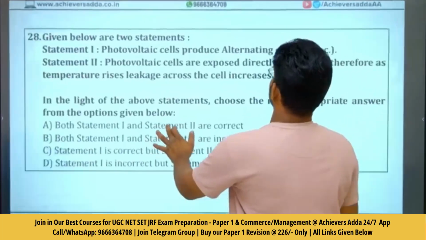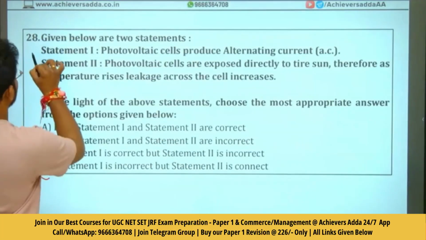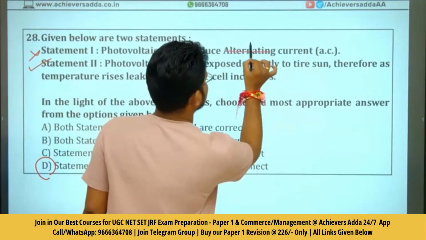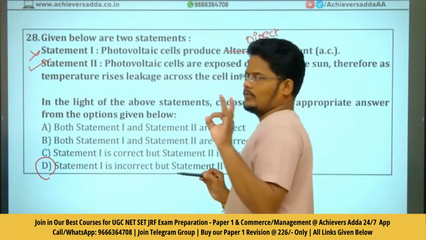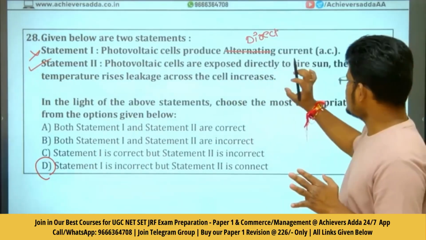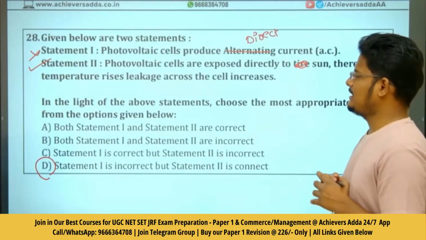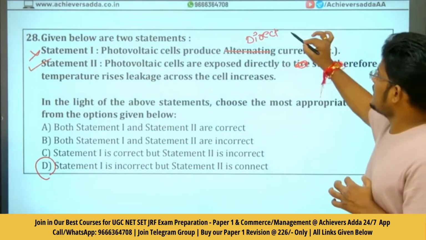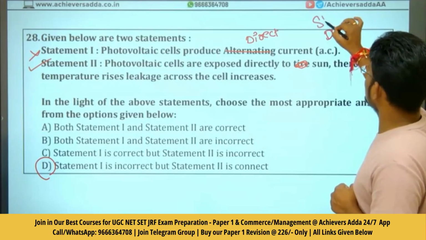Photovoltaic cells produce alternating current. Option 4: Statement 1 is incorrect and 2 is correct. Because this will produce a direct current. Photovoltaic cells will produce the direct current. These cells are exposed directly to the sun. Therefore, the temperature rises, and leakage across the cell increases. This direct current is released from the sunlight.